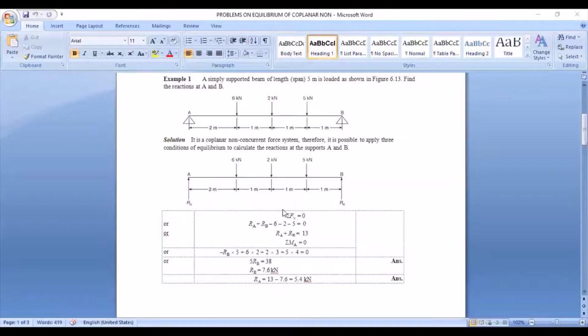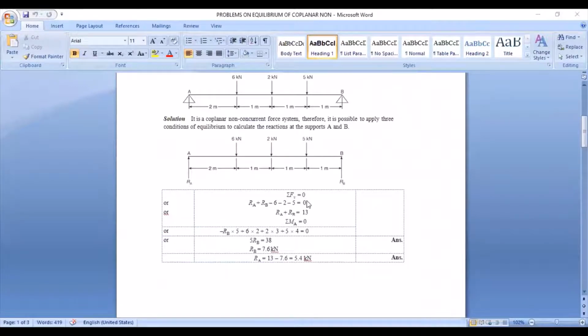So what is sigma Fy is equal to 0? It is resolving all the forces in vertical direction. So we shall write the equation for sigma Fy. While writing the equation, you can just refer to the free body diagram. We know the notations for sigma Fy, that is all the forces moving upwards are taken with positive sign, all the forces moving downwards are taken with negative sign.